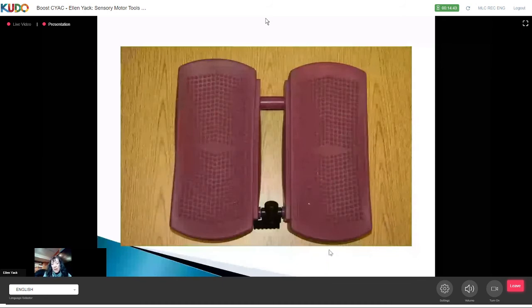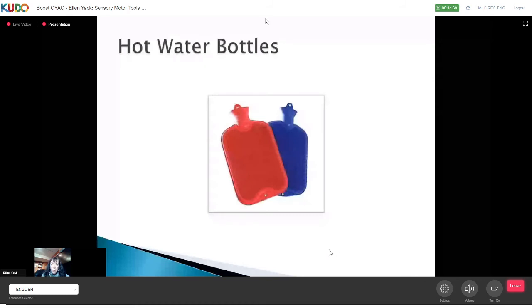This is a pedal pusher that you can put underneath the chair for kids and adults who have very restless legs, and they can bounce on it with their feet. A cheaper version, because that's about $100, is to use hot water bottles under the feet. And again, it provides movement for people who are really, really restless and need a lot of movement of the legs.